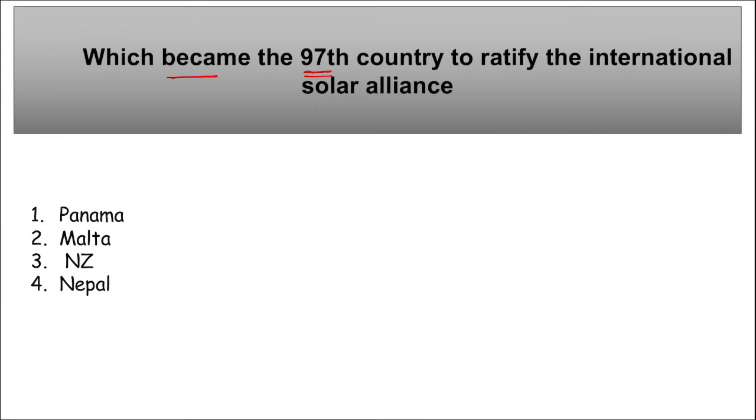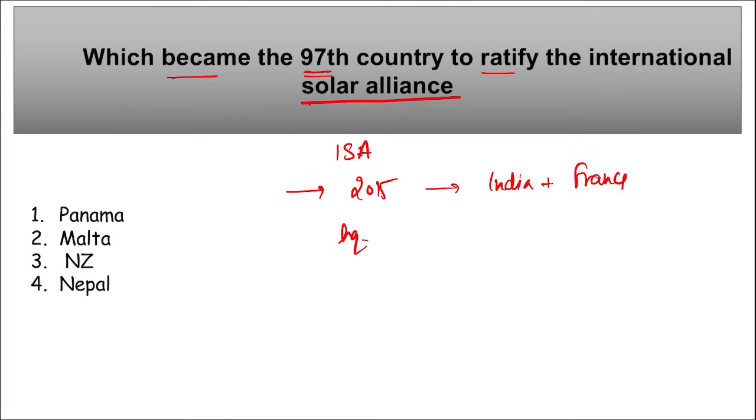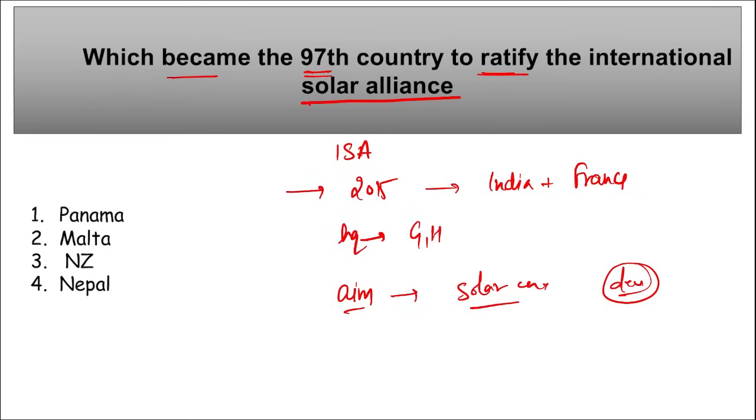Which became the 97th country to ratify the International Solar Alliance? First of all, the International Solar Alliance. This was a project launched in 2015, initiated by India and France. Headquarter of the International Solar Alliance: Gurugram, Haryana. What is the aim of this? The aim here is to provide solar energy to the developing nations where the basic general sources of energy are not provided, right? And we know solar energy is available to us in abundance, and utilizing that and providing energy to the remote areas in those developing countries, this International Solar Alliance was launched.